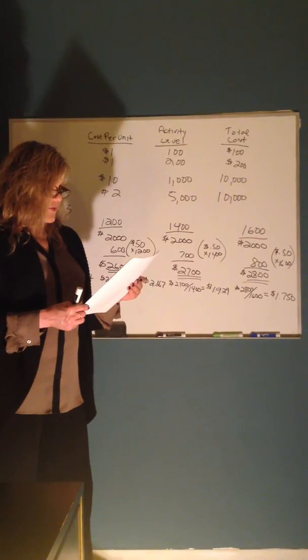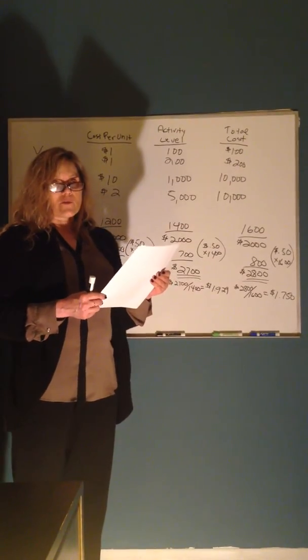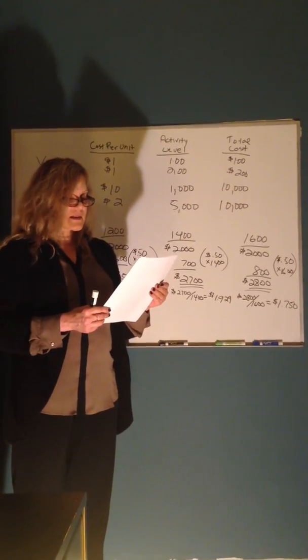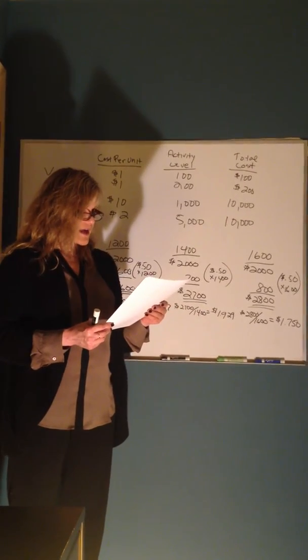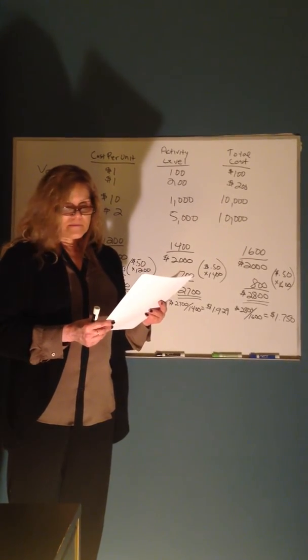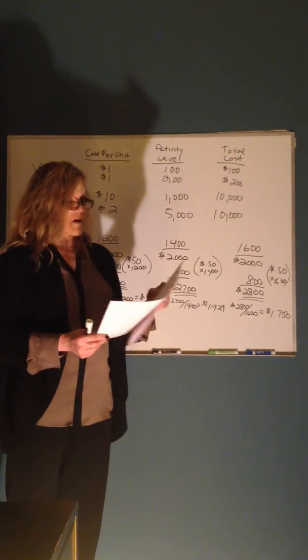Utilities for the factory building itself. Chances are, again, it's one of those that could be either one, but chances are it's a fixed cost. Product again, as it's happening in the factory, not direct materials, not direct labor, so it's overhead. And the plant manager's salary, fixed cost, it's happening in the factory, it's product, and again, it's part of overhead.